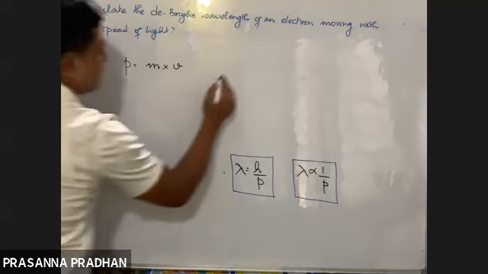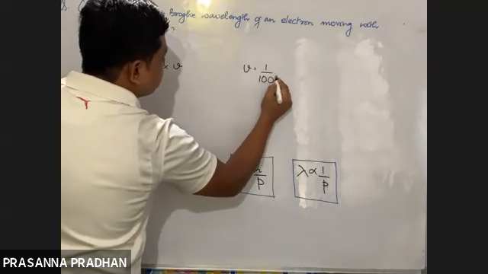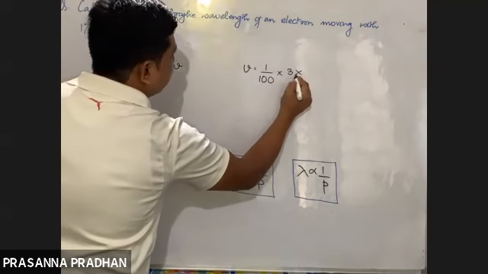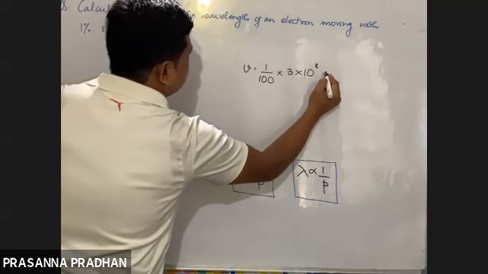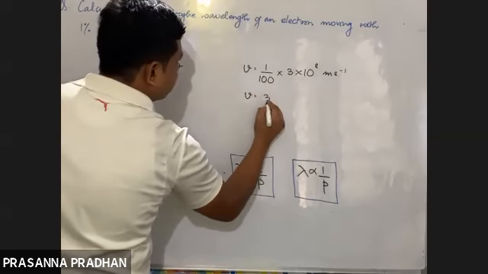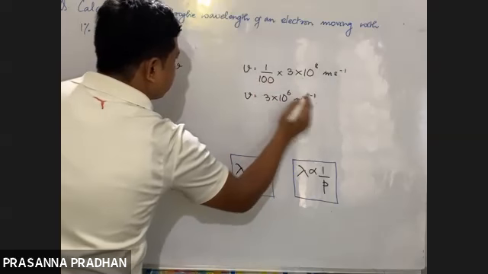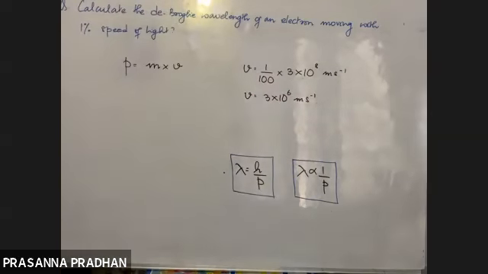Now, what is the velocity? It is 1% the speed of light. Speed of light kitna hai? 3 into 10 to the power 8 meter per second. So that means out here, what is the velocity? 3 into 10 to the power 6 meter per second. Is it understood? It's moving with 1% of the speed of light, so itna hai.